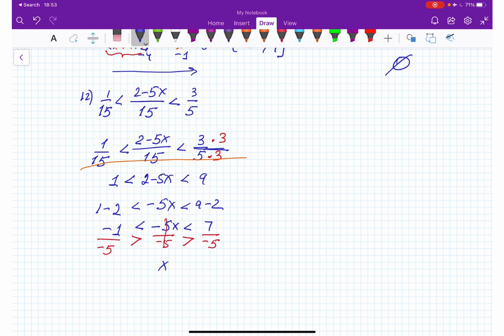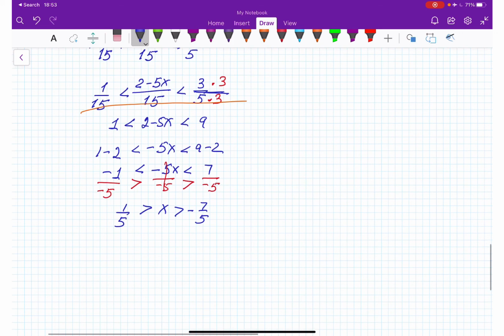And we are getting x is less than positive 1/5 and greater than negative 7 over 5. And the solution for this is going to be, first come the small number, right? Since the equal sign is missing, it's going to be parentheses for both cases. The small number is negative 7 over 5. The bigger number is going to be 1 over 5.